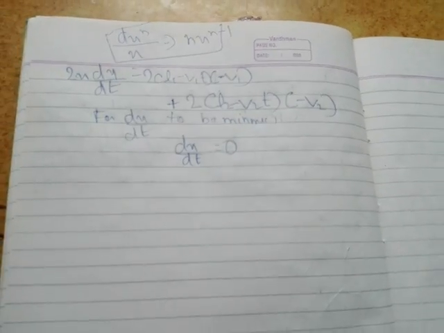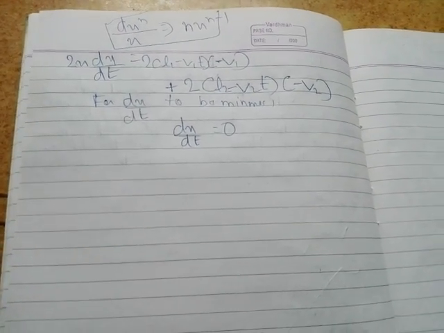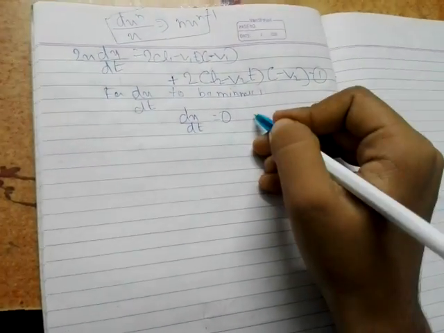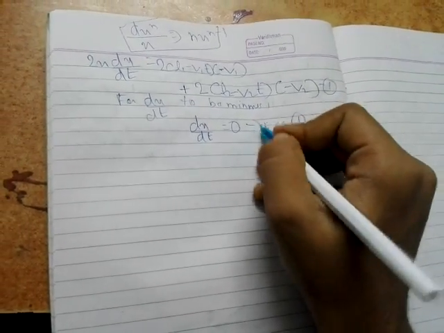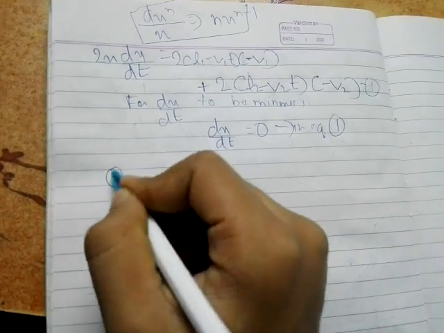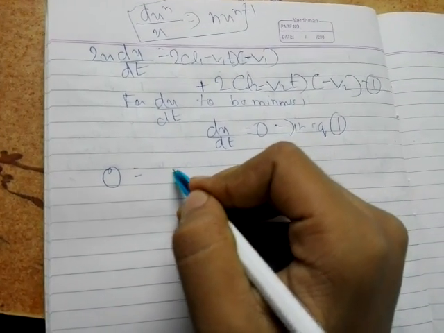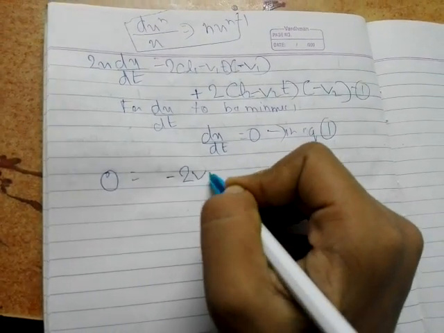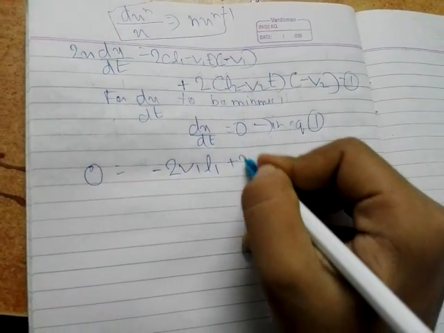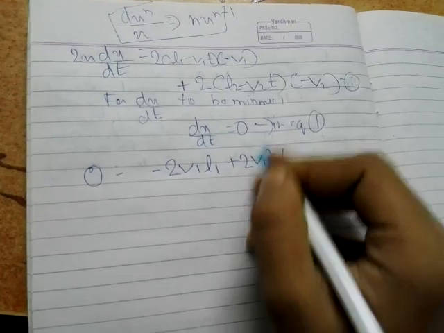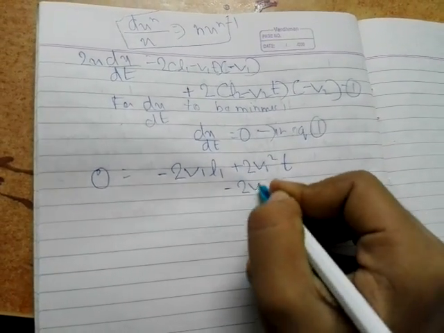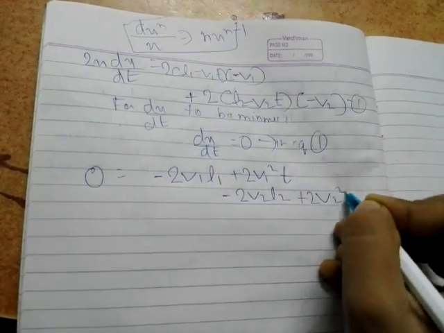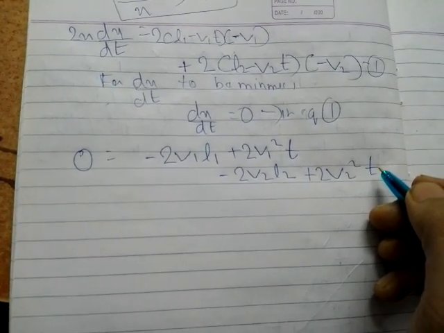I think it is clear to you. I have also explained this in my previous videos. So let us put dx by dt equal to 0 in equation 1. So here it would become 0, and from here we can simply write it as minus 2 v1 l1 plus 2 v1 square t, and here it is simply minus 2 v2 l2 plus 2 v2 square t.